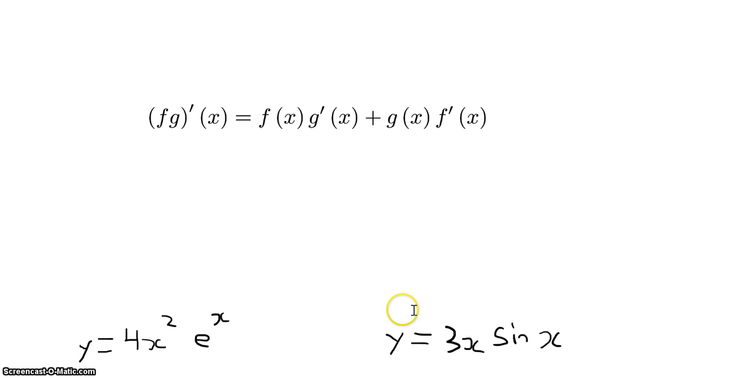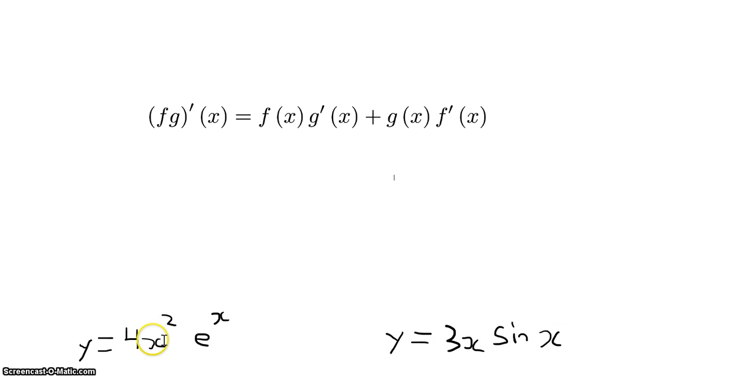So here are two functions you'd use it on. Here you have y equals 4x squared times e to the x, and then you have y equals 3x times sine x. The reason you use the product rule on these functions is because the overarching function is these two things together, but you can separate it into f of x being 4x squared and g of x just being e to the x. And you can do the same here. You can make your f of x 3x and your g of x sine x.